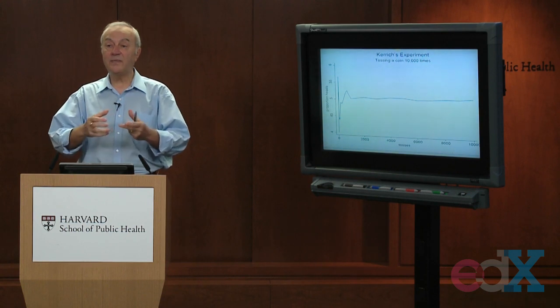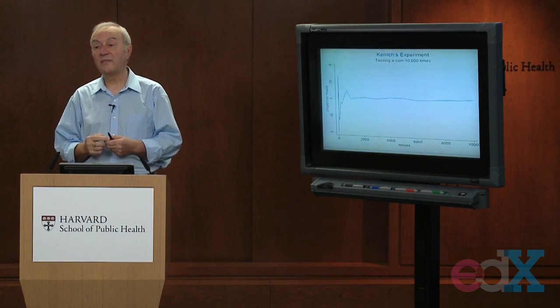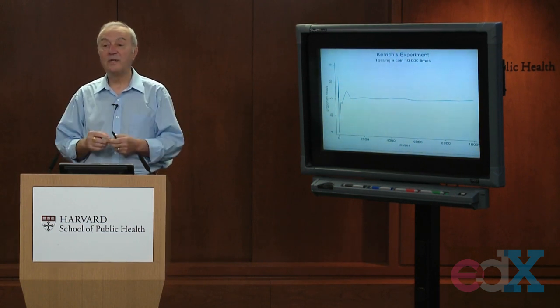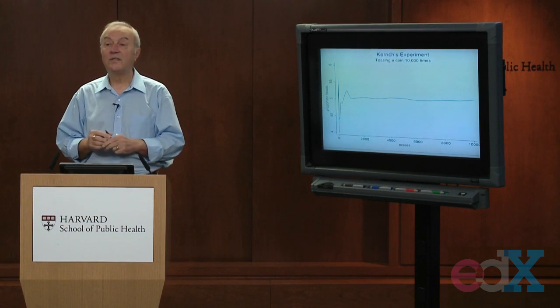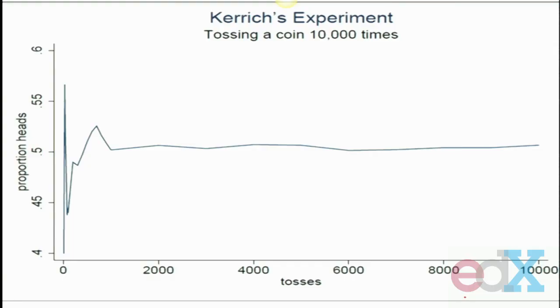So he flipped the coin, and he collected pieces of paper so he could keep tabs of what happened when he flipped the coin. And he had enough paper to note what happened when he flipped the coin 10,000 times. So here are the results of his 10,000 tosses. You can see that initially it's unpredictable and things go all over the place. But as time progressed, it stabilized.